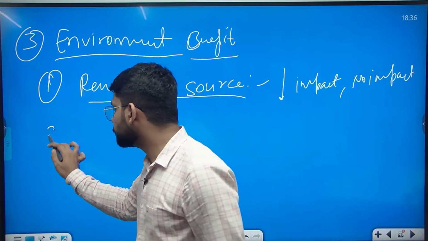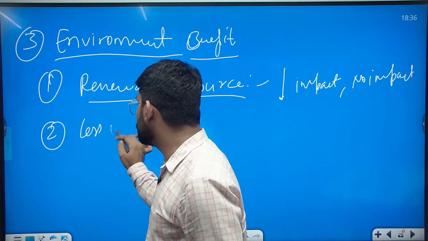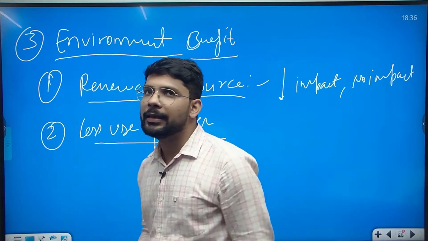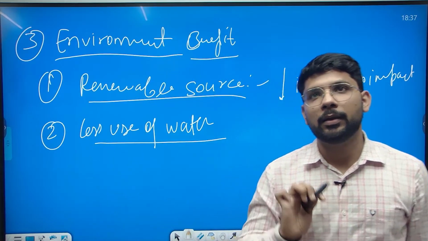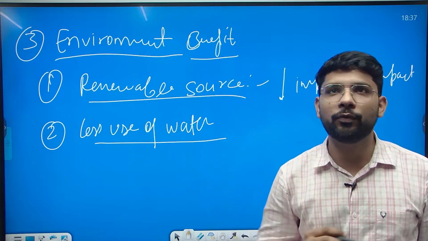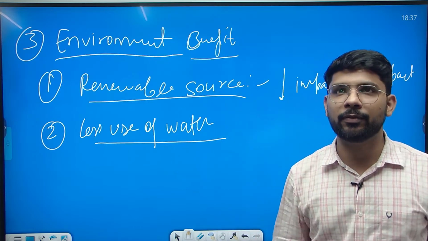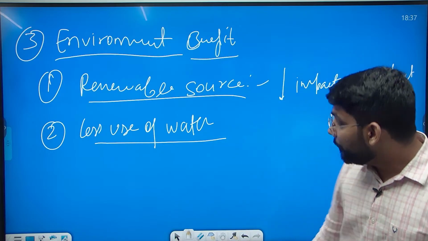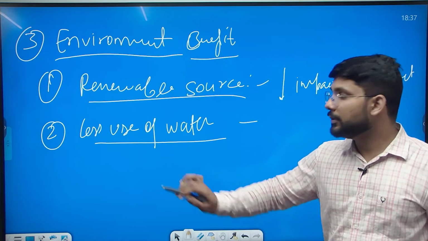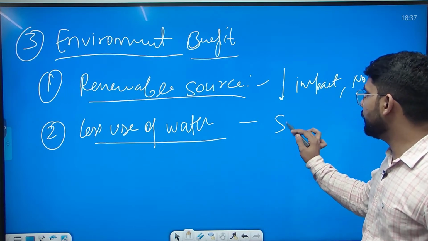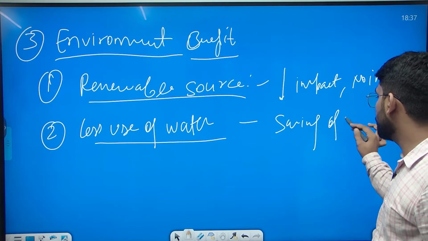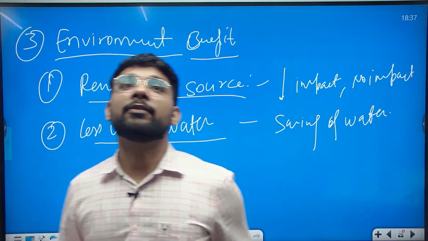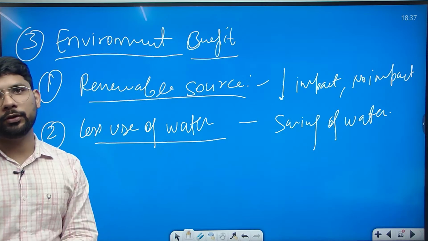Second, less use of water. In the case of the conventional source of energy, there is a huge use of water when we are generating the electric energy from coal or from other conventional sources. But in the case of solar energy, there is very little use of water. So there is a saving of water. As we can see, there is a scarcity of water in some regions of India. So this is another environmental benefit. There is less use of water.